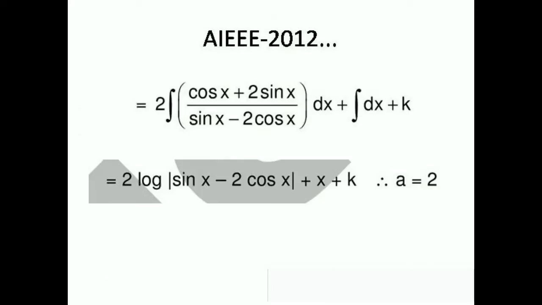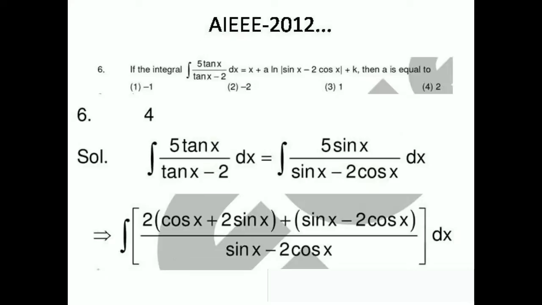So I did that. 2 is common, so integration of cos x upon 2 sin x minus 2 cos x dx plus integration of 1 dx plus k, because k is required since it's an indefinite integration. Here it comes 2 log sin x, because this is a basic formula. In the numerator we have the differentiation, in the denominator we have the function. So log mod function is my answer. Log mod sin x minus 2 cos x plus k. Comparing with this question, a is equal to 2. So option number 4 is the right option. A is equal to 2.